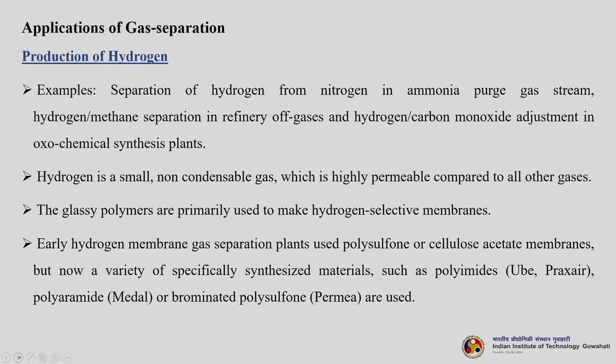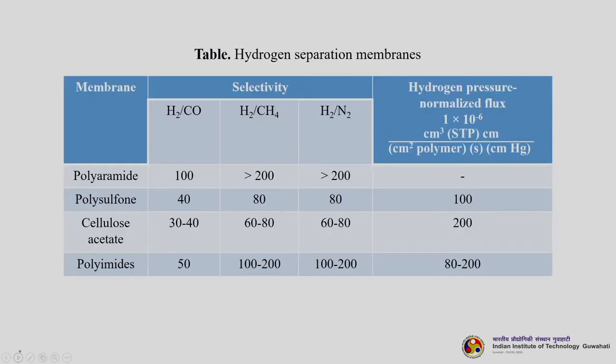Early hydrogen membrane gas separation plants used sulfone or cellulose acetate membranes, but now a variety of specifically synthesized materials such as polyimides, polyaramide, brominated polysulfone, all these materials are being used. So, you can see this table tells us about the selectivity of various membranes. For hydrogen carbon monoxide, the polyaramide membrane gives 100% selectivity, whereas the same membrane is giving more than 200% selectivity for hydrogen methane as well as hydrogen nitrogen separation.